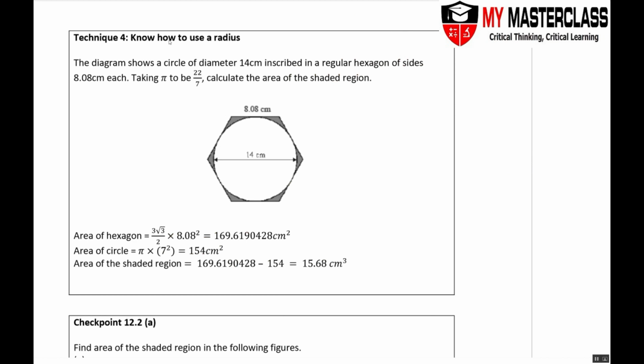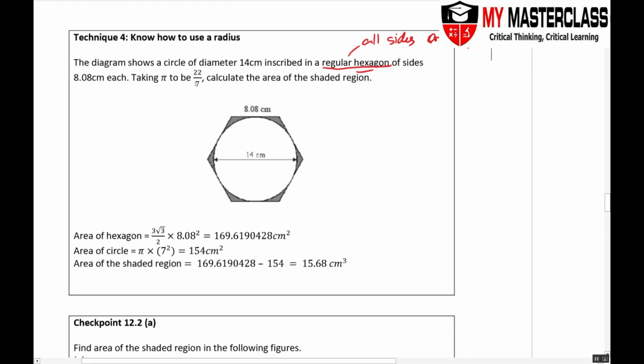Lastly, your last technique, of using your radius of a circle itself. The diagram shows a circle of a diameter of 14 cm, which is given to you, inscribed in a regular hexagon. Regular hexagon means all of the sides of the hexagon are equal. That's what is meant by a regular hexagon, of 8.08 cm each.